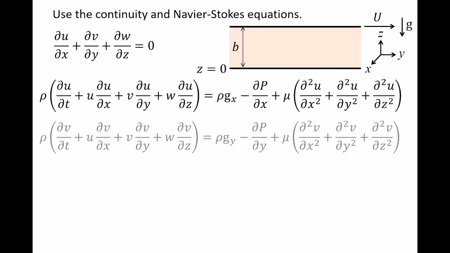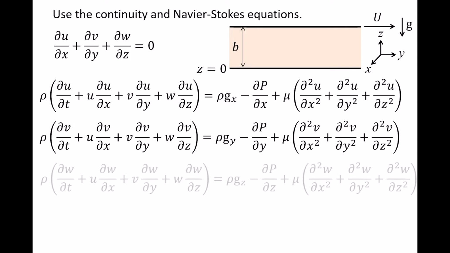The Navier-Stokes equation in the y direction is density times the quantity partial v partial t plus u partial v partial x plus v partial v partial y plus w partial v partial z equals density times the gravitational acceleration in the y direction, gy, minus partial pressure partial y plus mu times the quantity second derivative of v with respect to x plus a second derivative of v with respect to y plus a second derivative of v with respect to z.